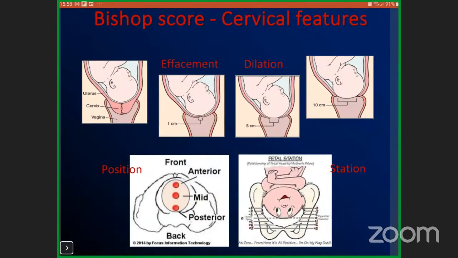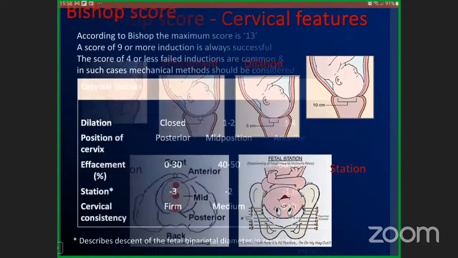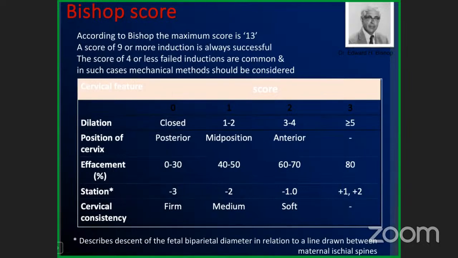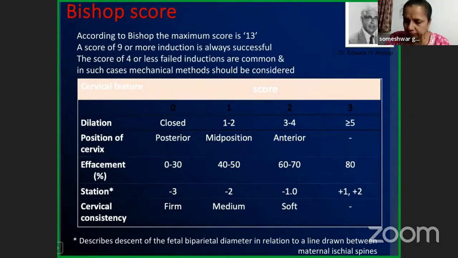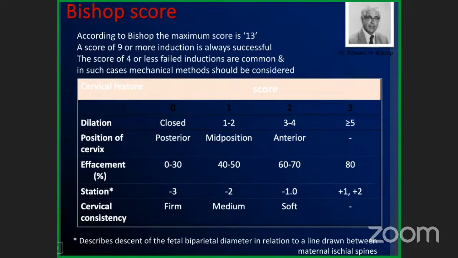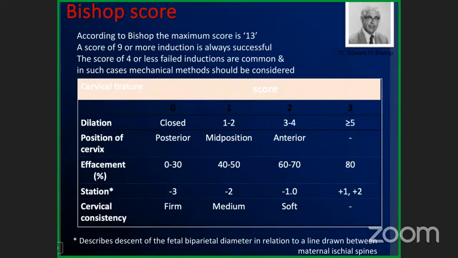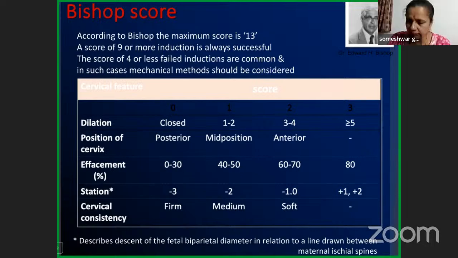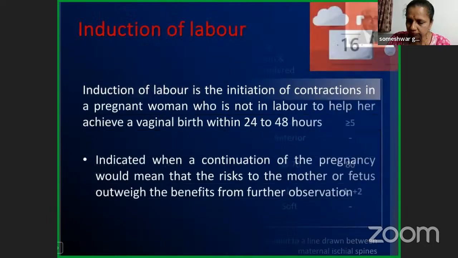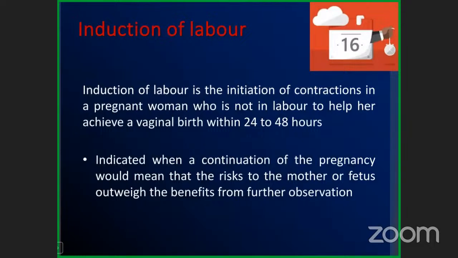So the most important factor when we decide about induction of labor is the Bishop's score. Any induction without judging the Bishop's score is a real failure. According to Bishop's, the maximum score is 13. With a score of 9 or more, induction is always successful. With a score of 4 or less, failed inductions are very common, and in such cases mechanical methods of induction should be considered. So the most important factor for a successful induction is your Bishop's score. Unless the Bishop's score is good, you will never have a successful induction.